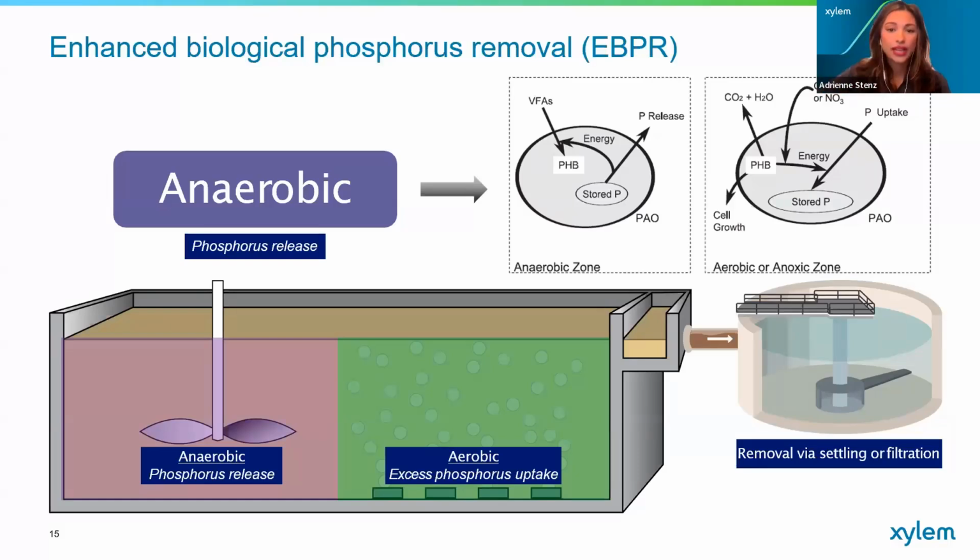The second step occurs when the PAOs enter an aerobic zone with oxygen. The PAOs finally consume their carbon food using oxygen. When they do this, they uptake phosphorus out of the water and back into their cells, accumulating more phosphorus than they had released in the anaerobic zone. So this excess phosphate uptake by PAOs in the aerobic zone is what makes BioP an effective process. These PAOs are then settled out in secondary clarifiers, taking the phosphorus stored inside their cells with them.